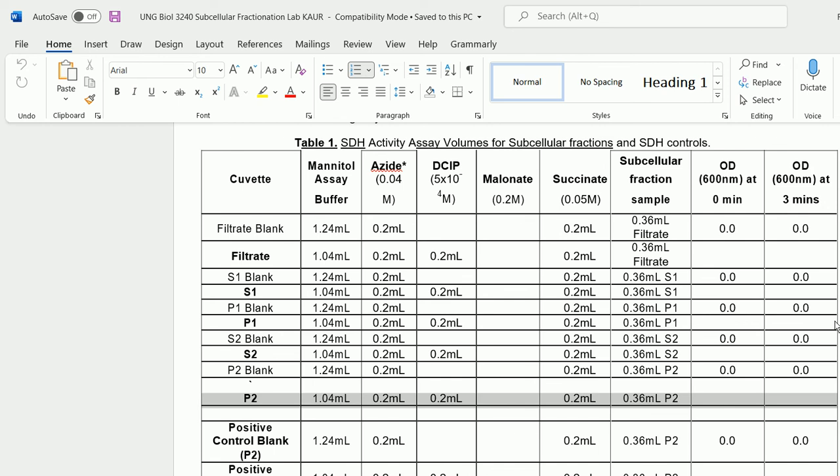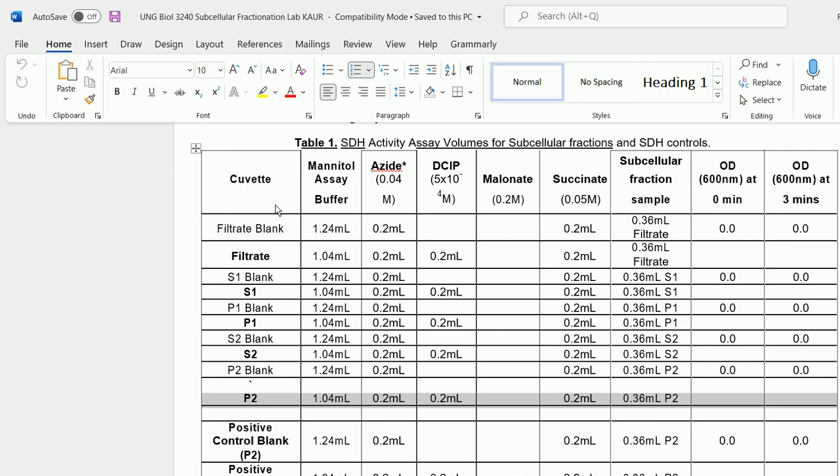Now, DCIP is blue in color. When it accepts electrons, it gets reduced. Its color becomes light blue. So if the DCIP is getting reduced, its color will change from blue to light blue. And if that is happening, it means that the SDH is working. If the SDH enzyme, succinate dehydrogenase, is there, it means mitochondria is there. So now let us see the setup of the experiment.